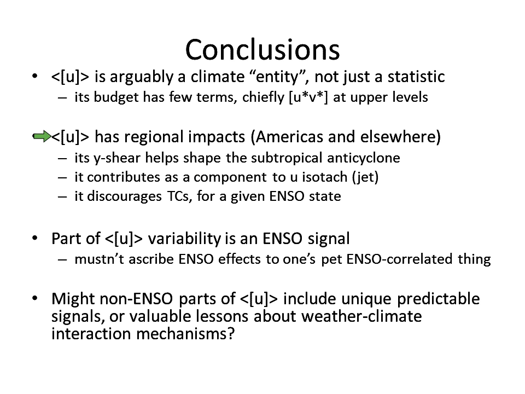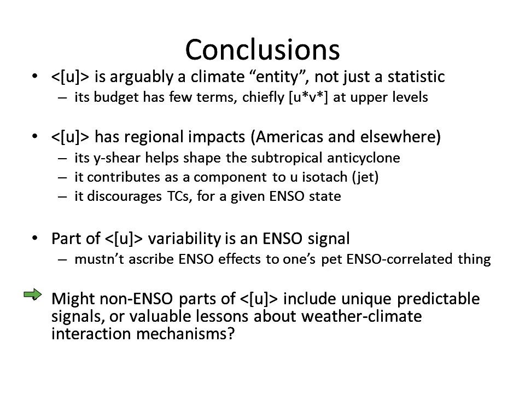It has regional impacts in the Americas sector and elsewhere, partly through helping shape the subtropical anticyclone, the North Atlantic subtropical high. Of course, it contributes as a component to any kind of easterly jet, including the Caribbean low-level jet, for instance. And it discourages tropical cyclones for any given state of ENSO. And part of it is an ENSO signal, so we're trying to be careful here not to ascribe ENSO effects to really our own thing that just happens to be correlated with ENSO.